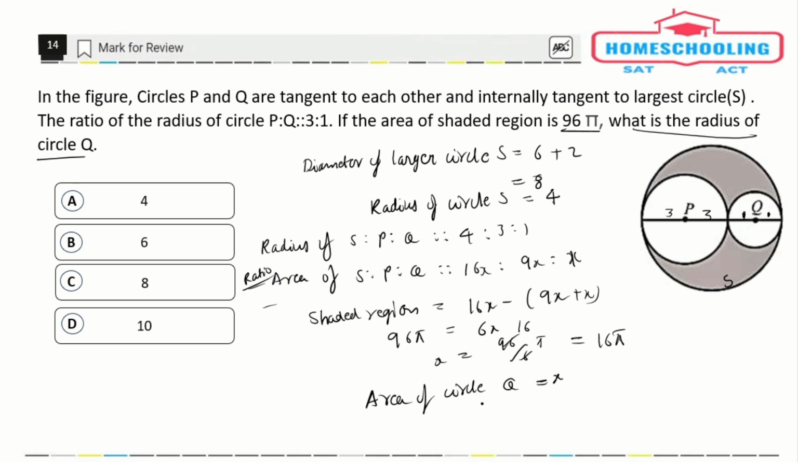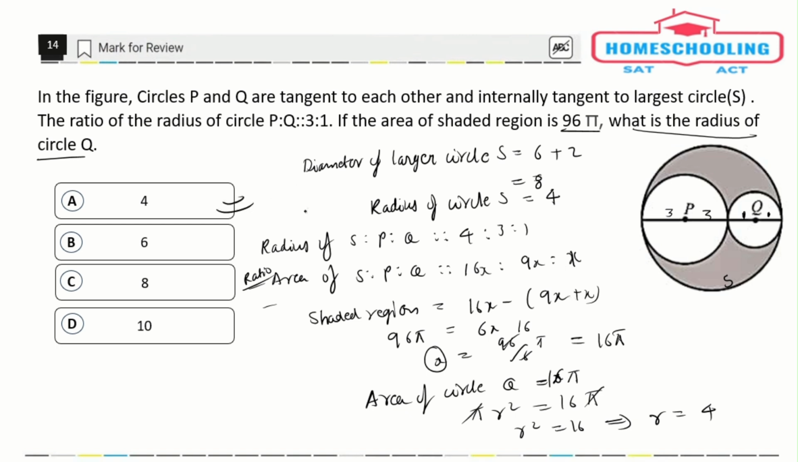And as we know, the formula of area of circle is x, and we have found x is 16 pi. So instead of x, we will write 16 pi. As we know, area of circle is pi r square, which is equal to 16 pi. So pi would get cancelled. R square is equal to 16. So r would be 4, because root 16 is 4.